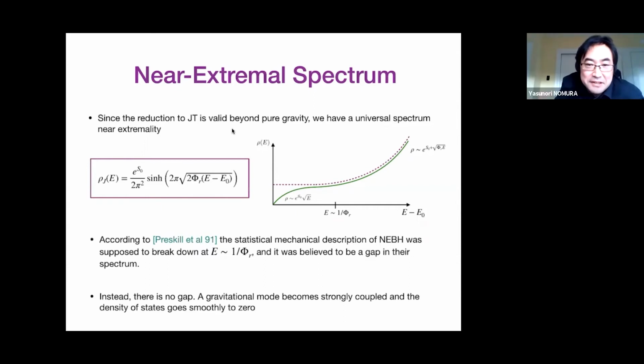Before taking log, it's just this envelope. The envelope of square root E minus E zero is really like cutting off. That's right. It goes with the log phi r. So this is order one if the energy is of order one over phi r. Okay, yeah, that's what I wanted to say. And the other question is that in order to go into this calculation, you really took just a dilaton, right? And then you just did the JT.